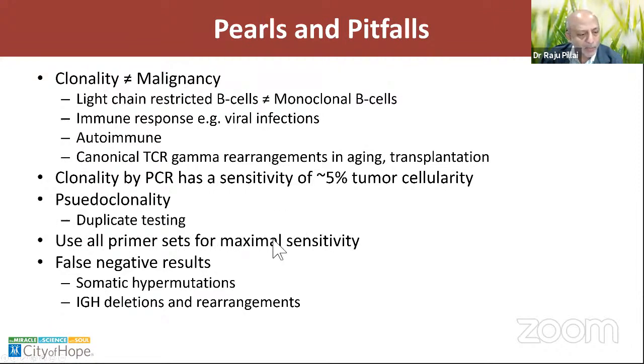Sometimes it's very useful. False negative results can occur because the primers don't bind, because the IgH gets mutated in the germinal center. This typically happens in follicular and the LBCL. The other rare causes, IgH deletions and rearrangements, can also give you false negative results. So take it with a skeptical mind.